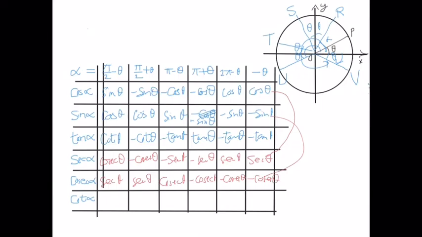And cot alpha we know is 1 by tan alpha. So here it would be 1 by cot theta, which is tan theta. Here it's 1 by minus cot theta, which is minus tan theta. Here it's 1 by minus tan theta, which is minus cot theta. Here it's 1 by tan theta, which is cot theta. Once again 1 by minus tan theta, so minus cot theta. And once again here we have minus cot theta when alpha is equal to minus theta.